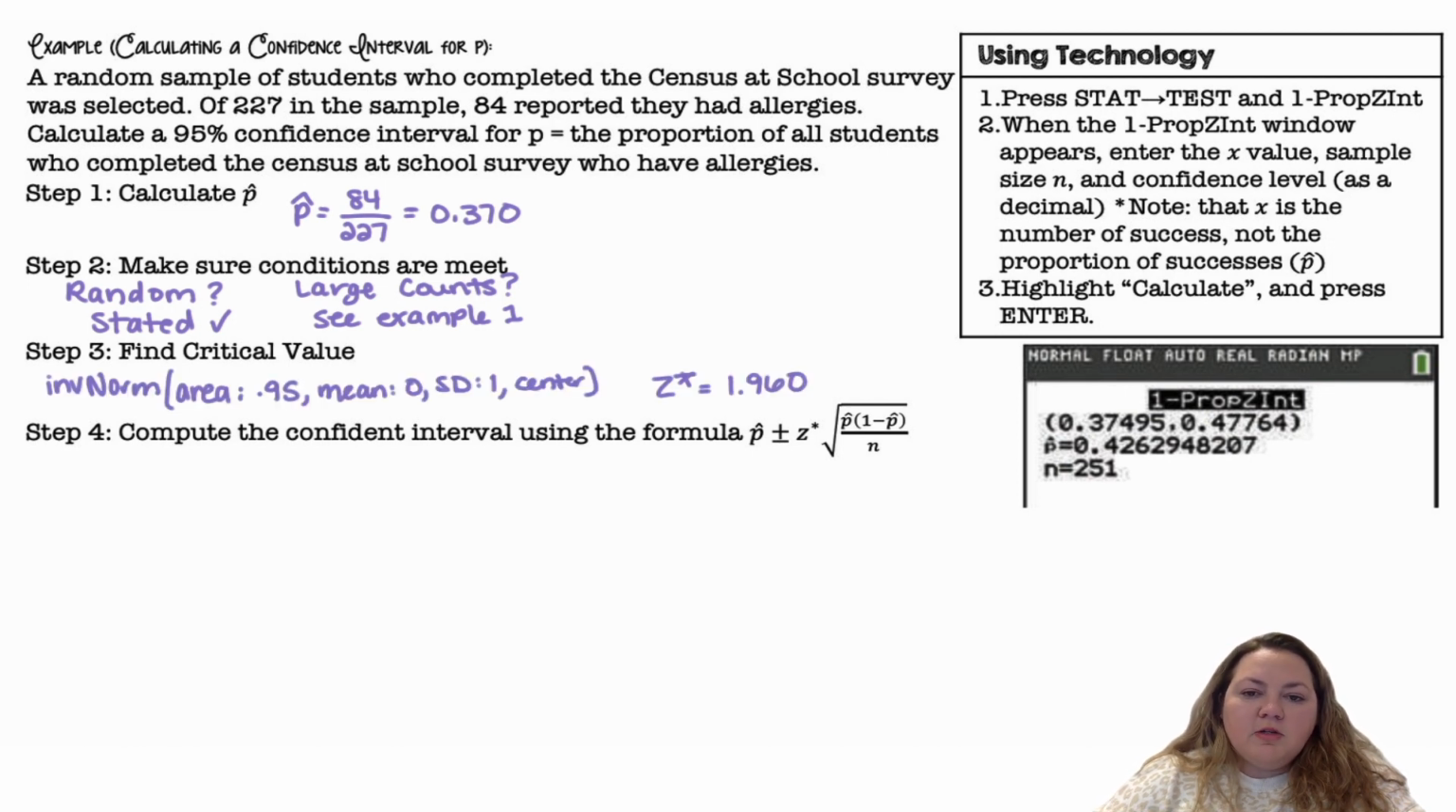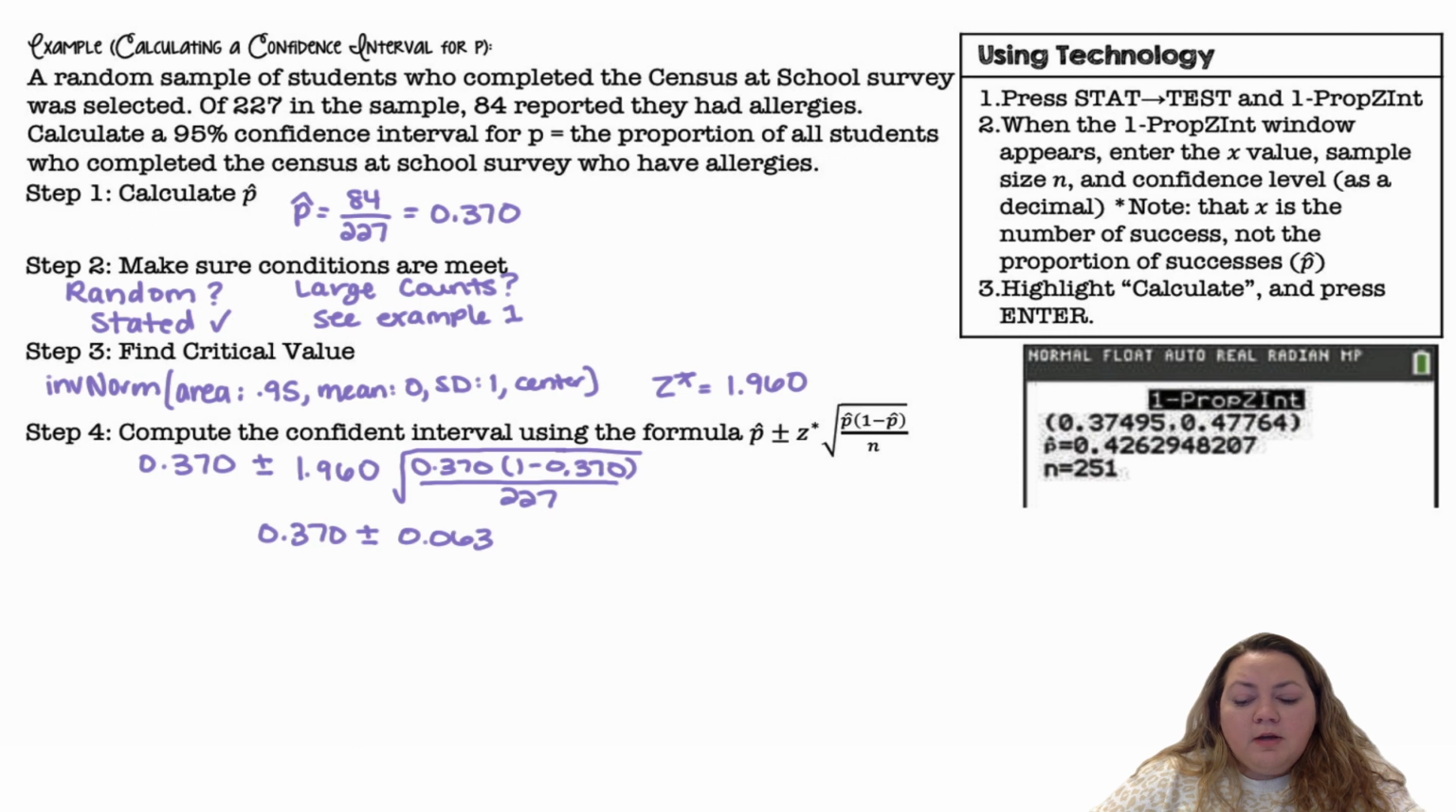Find the critical value. I need to find z star for 95%. So inverse norm, if I'm using the calculator with left, right, center, I'd put area as 0.95, mean 0, standard deviation 1, center. I get z star as 1.960. And then compute the confidence interval using the formula p hat plus or minus z star times the square root of p hat times 1 minus p hat over n. So p hat was 0.370, plus or minus z star, 1.960, times the square root of p hat times 1 minus p hat over n. Because I have a plus or a minus, I have to do this two separate times, the minus first and then the plus, to get the lower and the upper values.